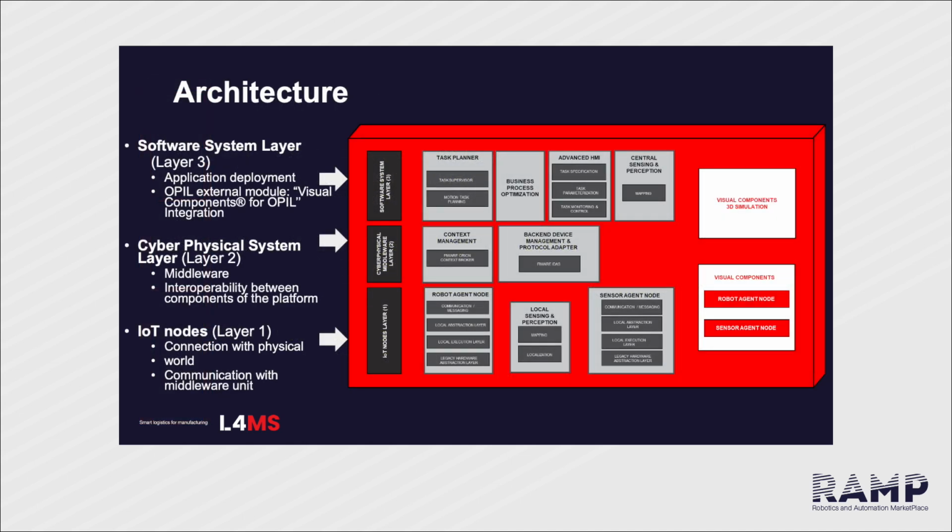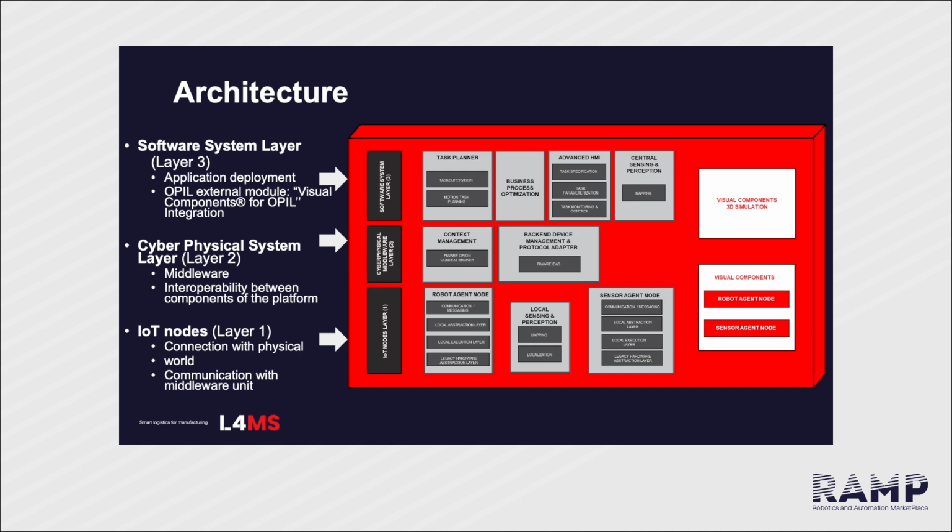In more detail, the architecture can look like this. In the lower layer, the Internet of Things nodes, you can see the robot agent node, responsible for communication and messaging of robots, local sensing and perception, which is responsible for mapping and localization, and the sensor agent node, which is responsible for the communication of the sensors.